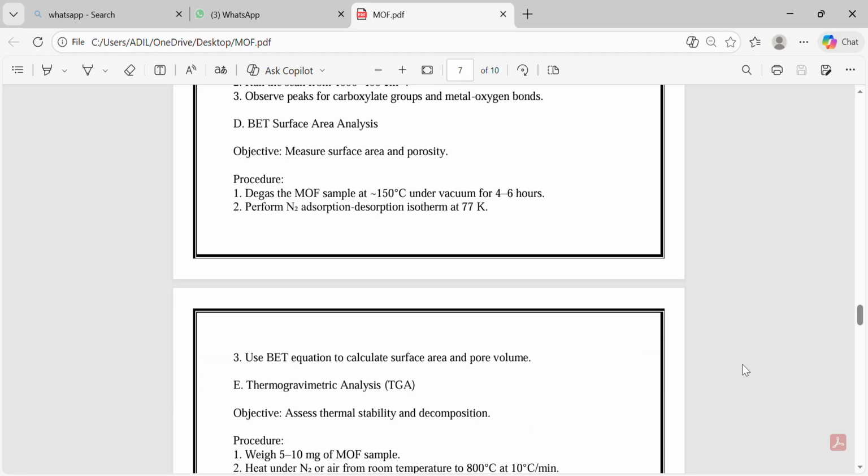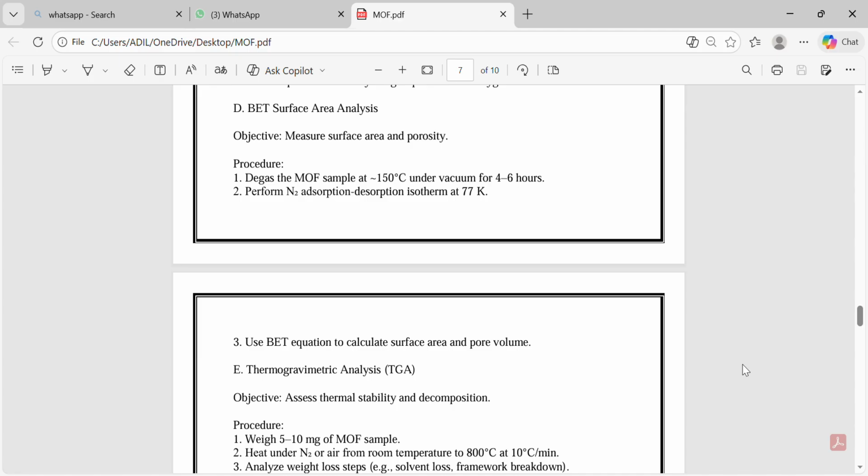At the end, we discuss the BET surface area analyzer. The goal is to measure how much surface area and pores the MOF has. Its steps include heating the sample to 150 degrees Celsius under vacuum for 4 to 6 hours to remove gases. Then run a nitrogen adsorption-desorption test at 77 Kelvin.